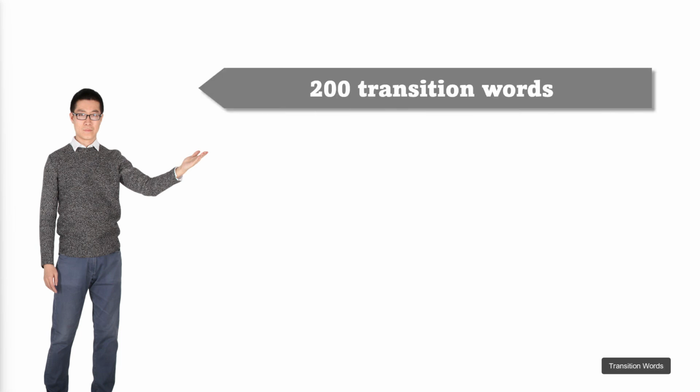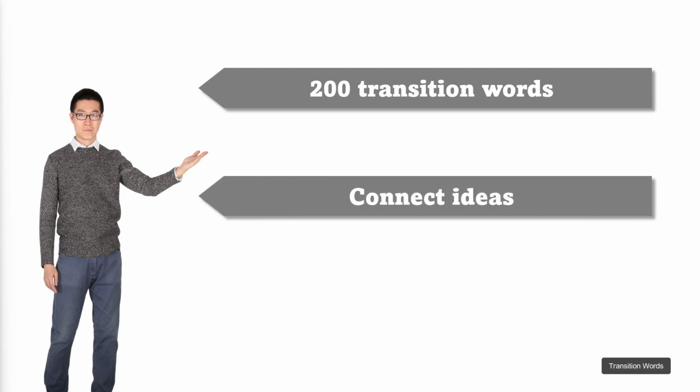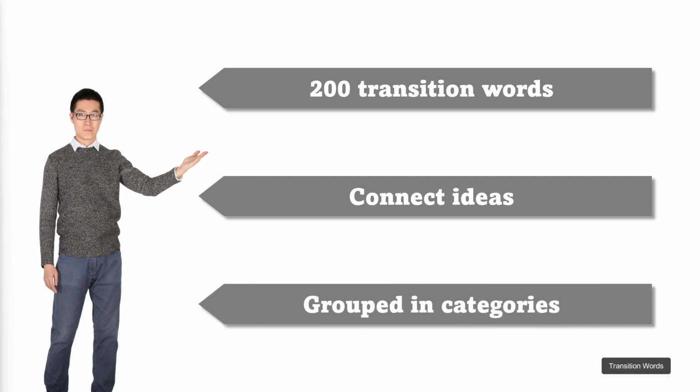Now, there are a few things you should know about transitions. First, there are about 200 of them. Second, they are essential to connect ideas or to move from one idea to the other. And third, they express a variety of concepts and are usually grouped in categories.